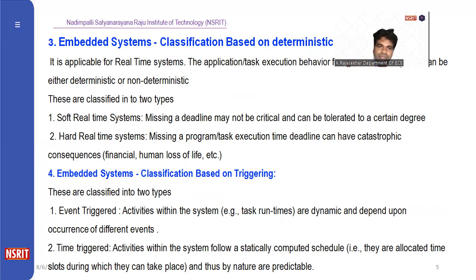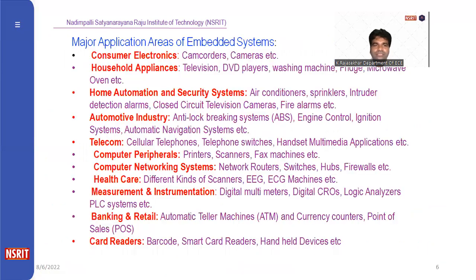Based upon the triggering, we have event trigger and time trigger. In event trigger, activities within the system are dynamic and depend upon the occurrence of different events. Time trigger means activities within the system follow a statically computed schedule. They are allocated time slots during which they take place. So they are by nature predictable. So this is the classification of the embedded system.